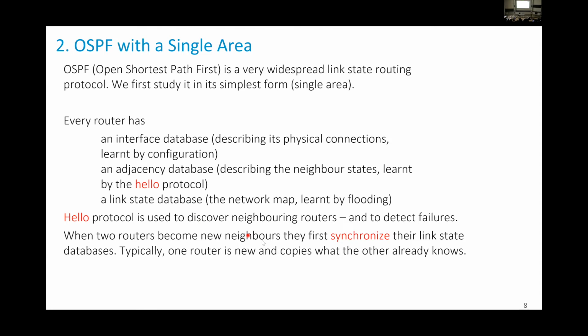Once two routers become neighbors with the hello protocol, they first synchronize their link state database. The link state is a topology database. That's the map of the network. Synchronize means they will merge the information that they have. Perhaps, for example, they become neighbors because the network was partitioned and now they are reconnected to each other. We'll see an example. But typically, one router is new and has very little information, and the other one is old and knows stuff. So the new one gets from the old one the information that was available.